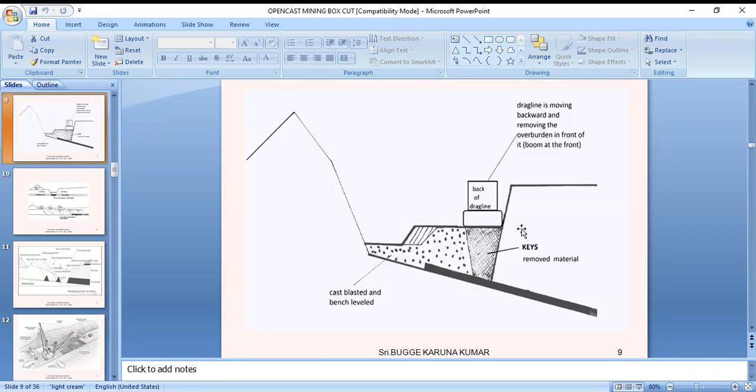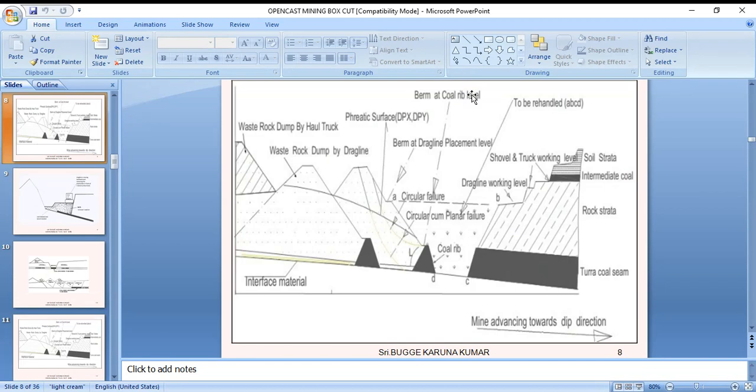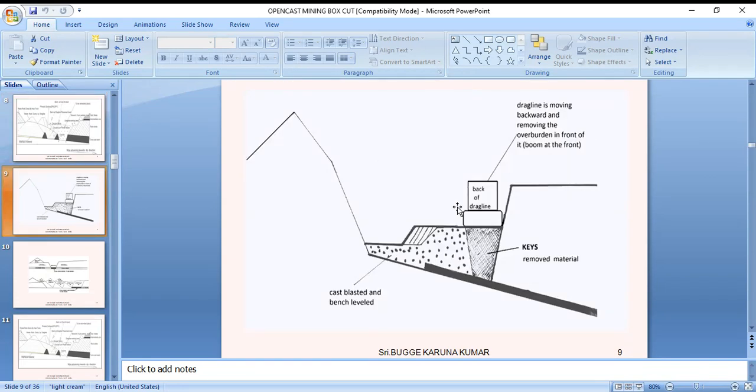Now, here I am showing the same. The above figure is very clearly shown here. After the dragline removes the material, it will be rehandled in the other direction. You can simply observe the sketch: the dragline is moving backward and removing the material at the bottom in the front. So, cast blasted at bench level.